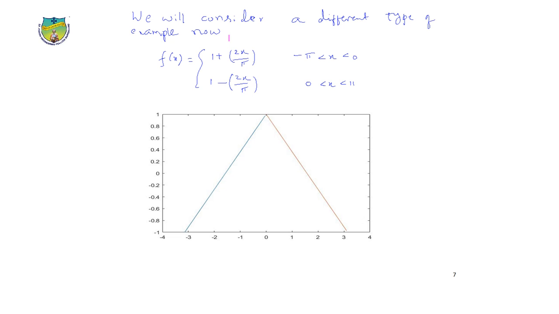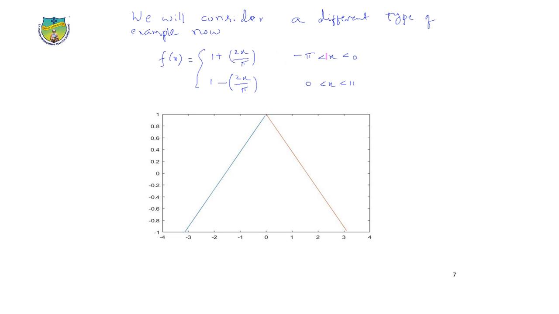A different type of problem, problem number 3. We will consider a different type of problem where the function is defined with 2 definitions. The first definition is 1 plus 2x by pi between minus pi and 0, and then 1 minus 2x by pi between 0 and pi.